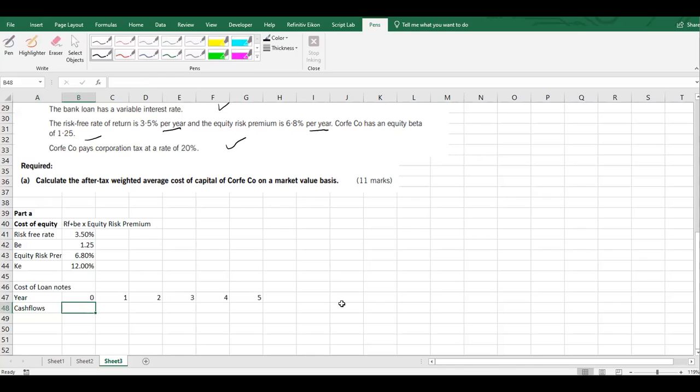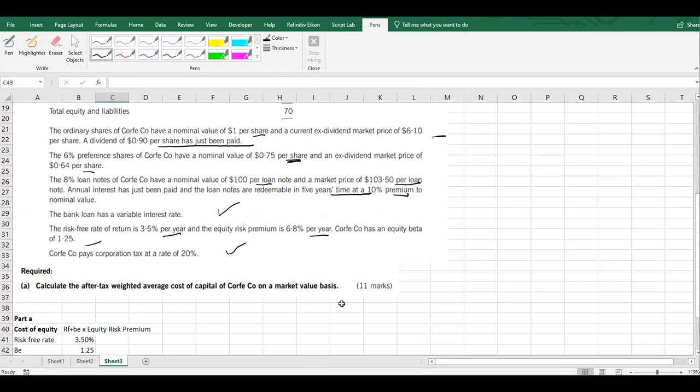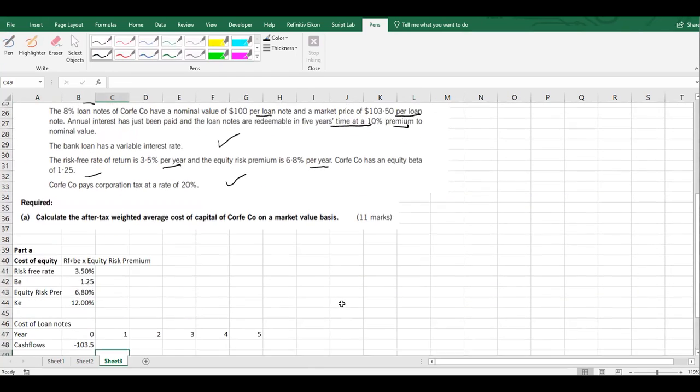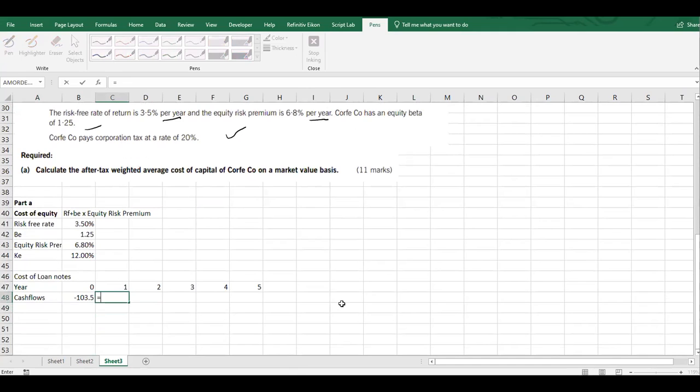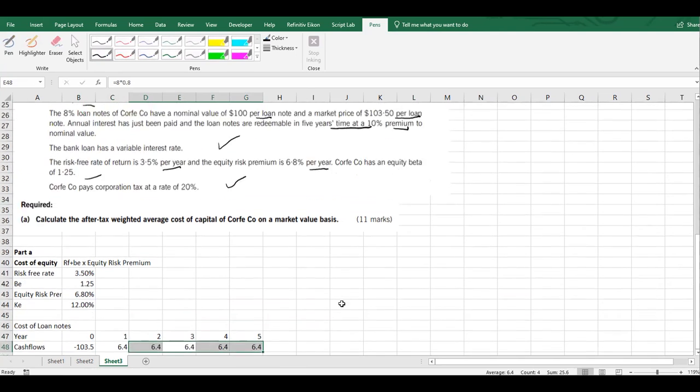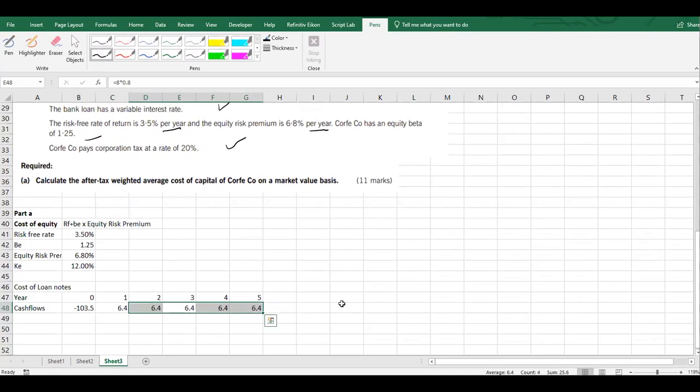Right, cash flows. First of all, write the market value as a negative number, 103.50. Then write the interest. Tax rate is 20% and interest is 8. Take the after-tax value. 8 into 0.8, 6.4. Copy into all cells. And in the last year, the bond is redeemable at a 10% premium. So add plus 110 here.